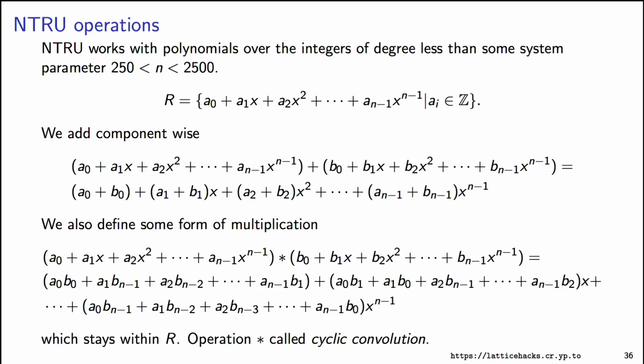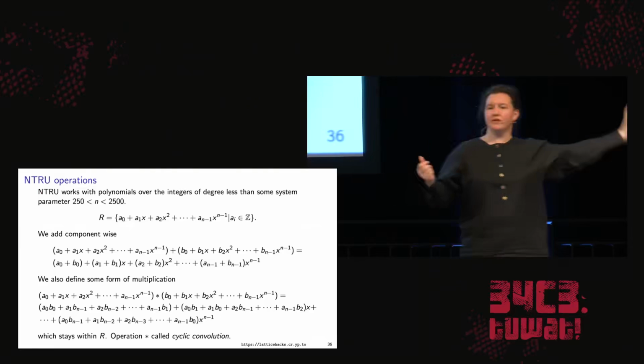If you have two such elements and you want to add them, you can just do this coefficient-wise. So a0 plus b0 is the coefficient of 1, a1 plus b1 is the coefficient of x, and so on all the way to x to the n minus 1, which has a sub n minus 1 plus b sub n minus 1. We also want to multiply those. Now, if you multiply a polynomial of degree 3 with one of degree 4, you're getting something of degree 7.